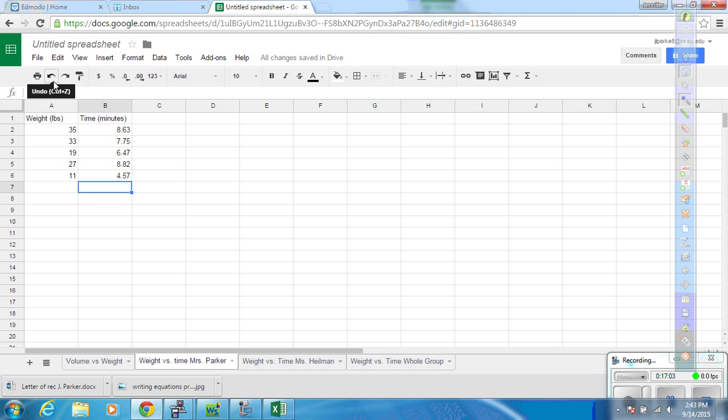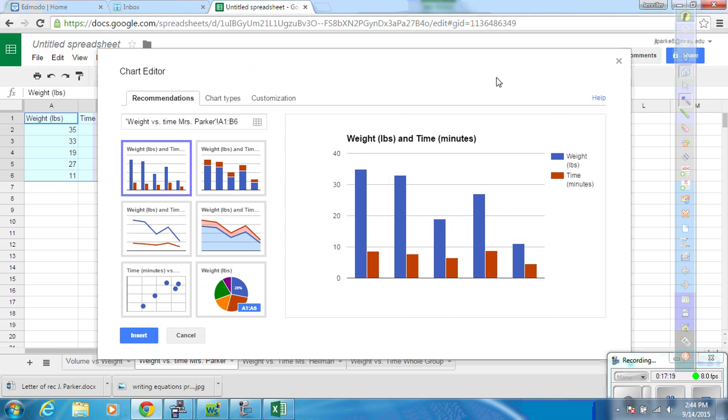This whole spreadsheet acts as a large calculator. So when you want to make your chart or you want to do your linear regression, all you have to do is highlight your data. Click and drag and highlight your data, and then go to charts. And then you can insert a chart.